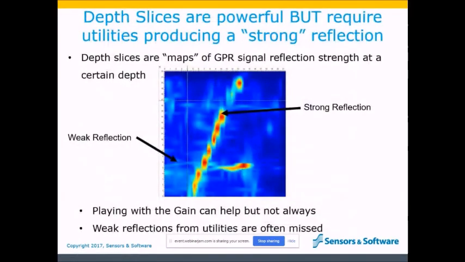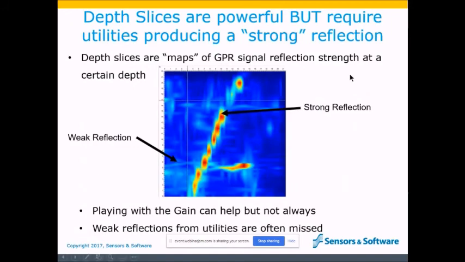Depth slices are powerful, but it is important to remember that depth slices are maps of target reflectivity at different depths in the subsurface. If hyperbolas are weak because they're from a non-metallic utility, have little contrast with the soil, or because the utility is close to the maximum depth of GPR penetration in the area, you may not see a linear target in the depth slice. These are the utilities that are often missed in GPR data. Increasing gain can help, but not always.